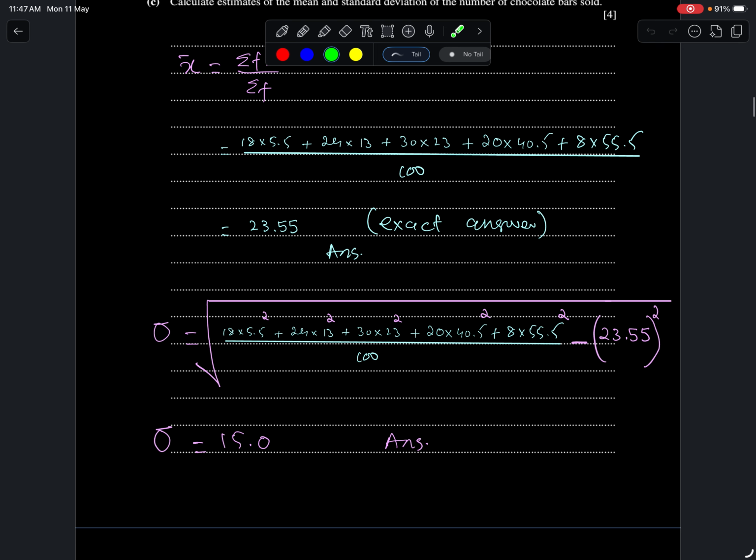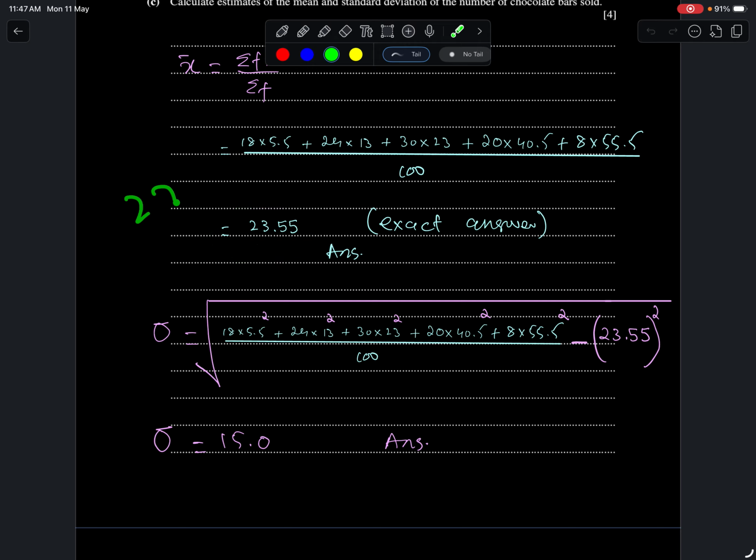Now for standard deviation, copy this entire thing here, and then just square the x values. Divided by the total and minus the square of the mean. Since this answer is exact, leave it as it is.